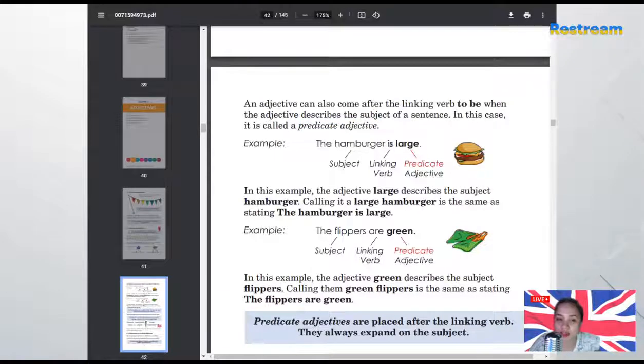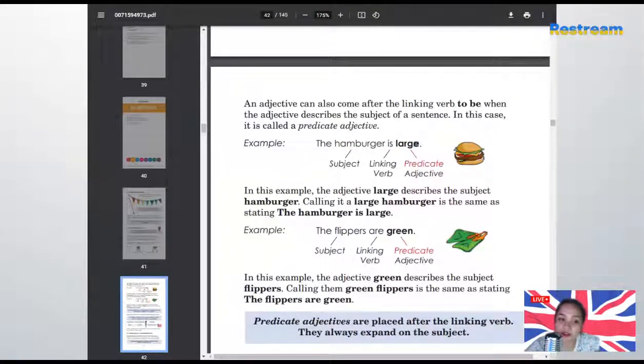For example, we have "the hamburger is large." Which one is the subject? The subject here is the hamburger, right? We also have here the linking verb "is." While we also have here the word large. The word large is the predicate adjective. So when we are using it like this, we start with the subject, we have the linking verb, and we have an adjective. We call this sentence a predicate adjective.